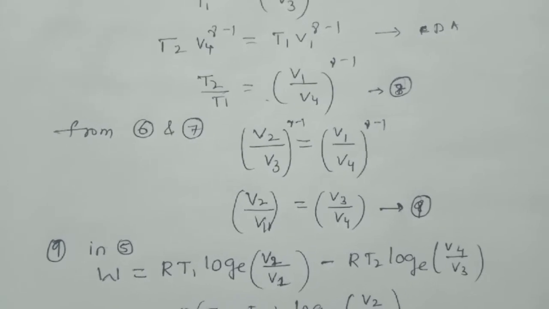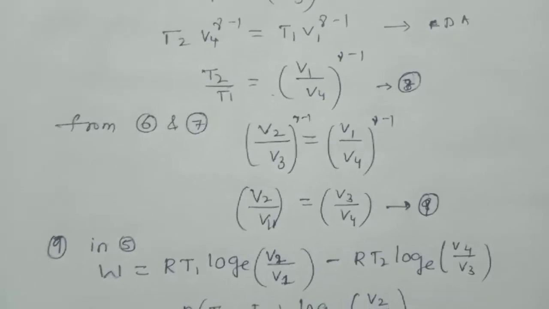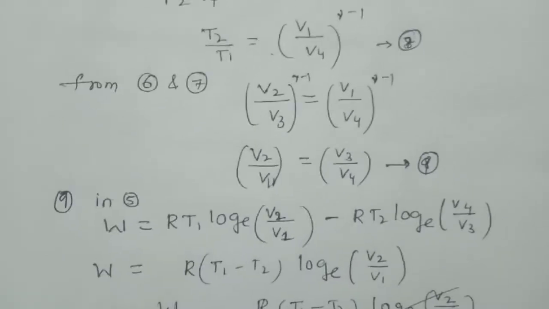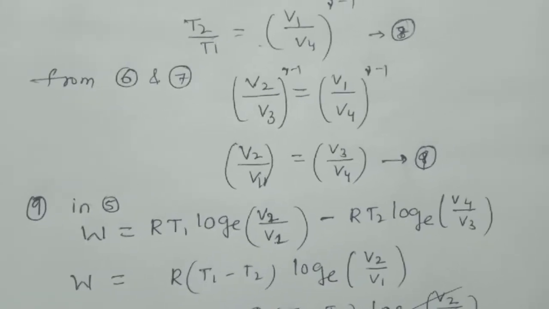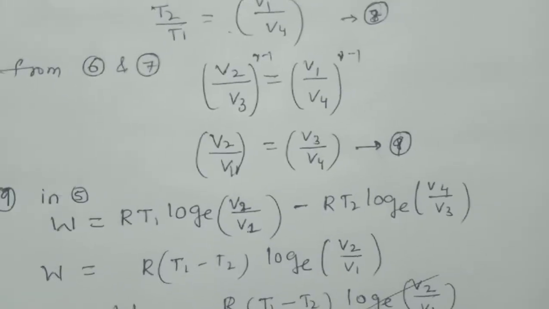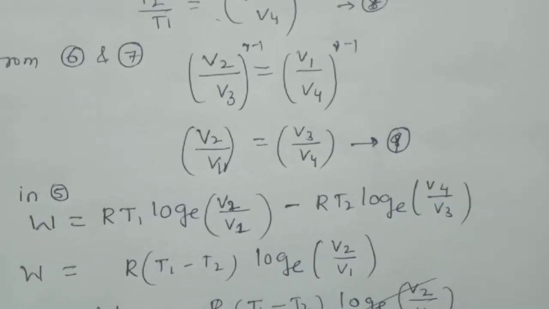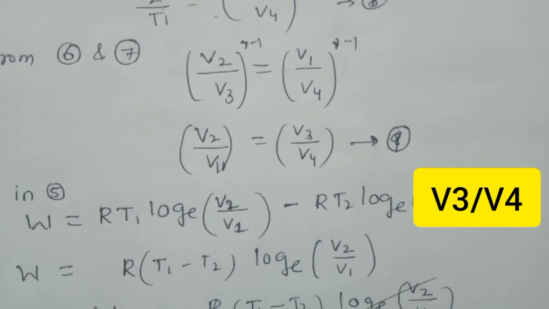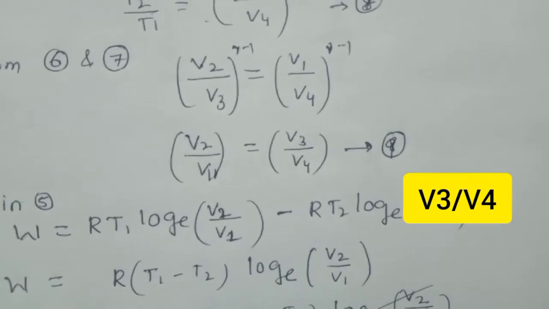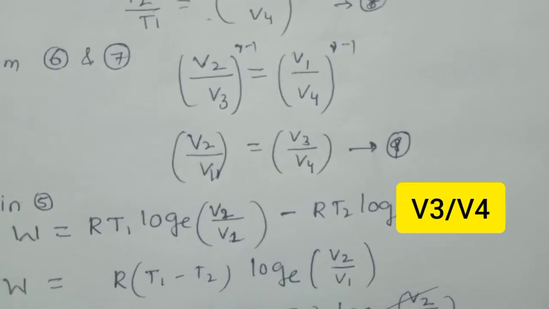Now substitute this in the work done equation, W is equal to RT1 log base e V2 by V1 minus RT2 log base e V4 by V3. Here we have V4 by V3, so we are going to substitute V2 by V1. Very easy.